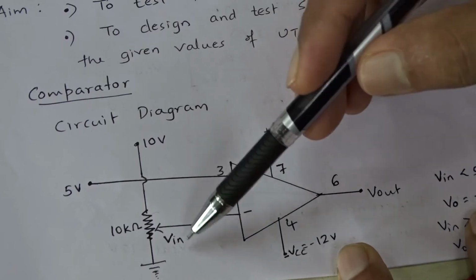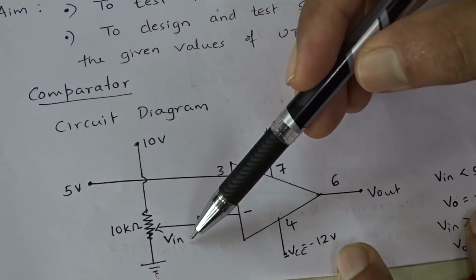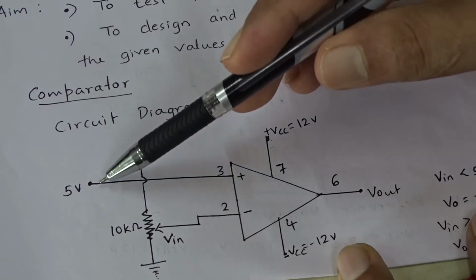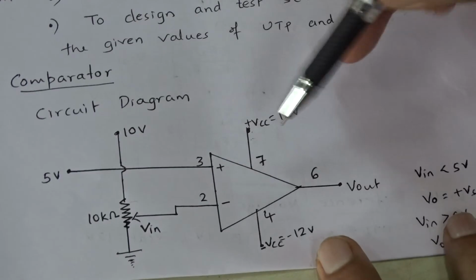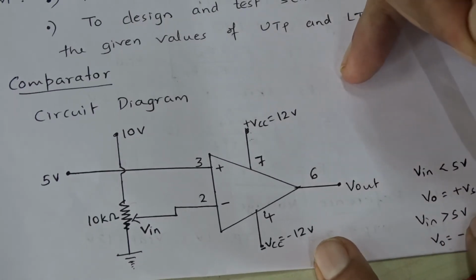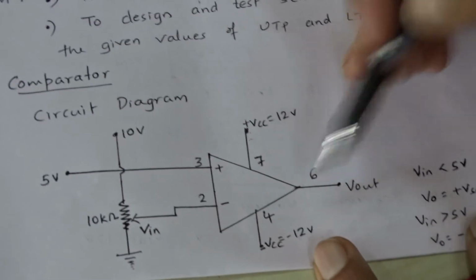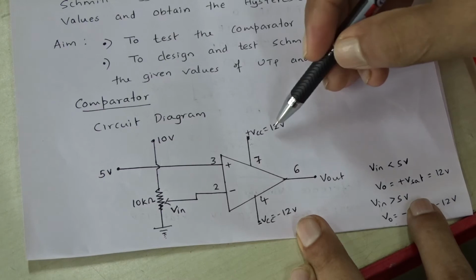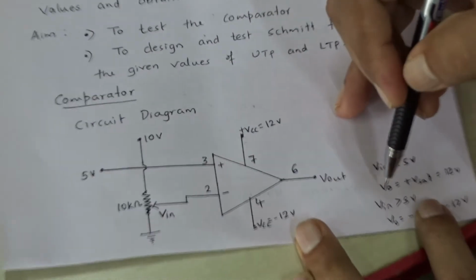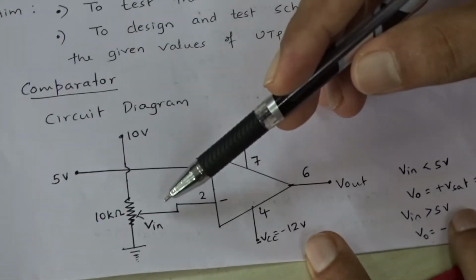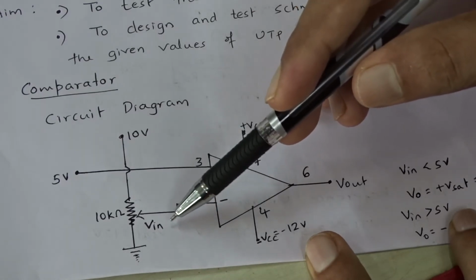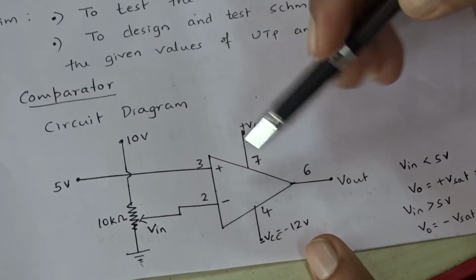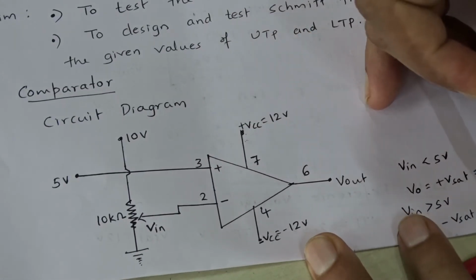Now while comparing, when the voltage Vin at the inverting terminal is less than the fixed reference voltage of 5 volt, the output will be plus V saturation, because as I mentioned it is an inverting comparator, so the output will be plus Vsat. So we will get 12 volt in this case, because maximum voltage is 12 and minus 12 volt. When Vin is greater than 5 volt, I mean this voltage at the inverting terminal is greater than 5 volt, the output will be minus Vsat, that is here minus 12 volt.